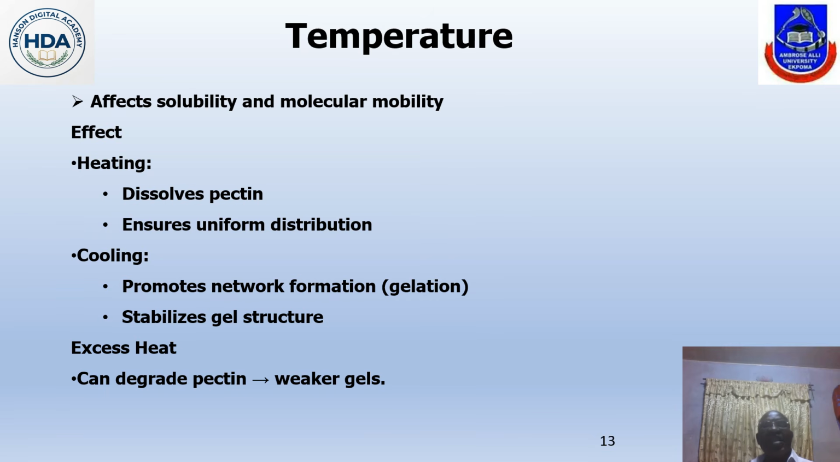Now, temperature also affects solubility as well as molecular mobility. What could be the effect of heat? One, it dissolves pectin and ensures uniform distribution. Cooling of pectin promotes network formation, that is gelation, and stabilizes gel structure. Excess heat, on the other hand, can degrade pectin and result in weaker gels.